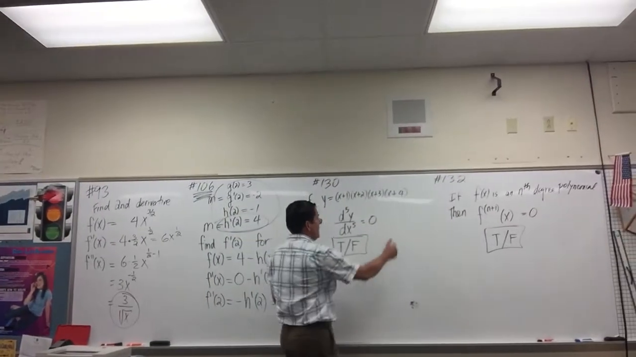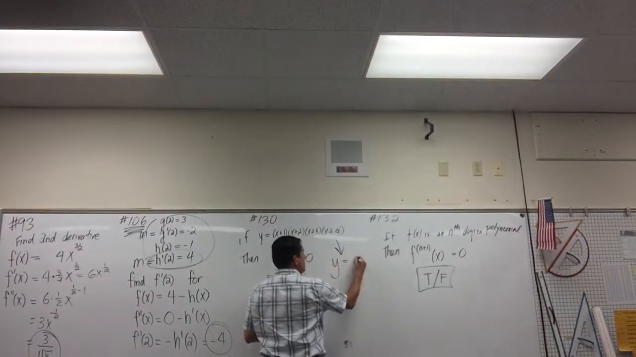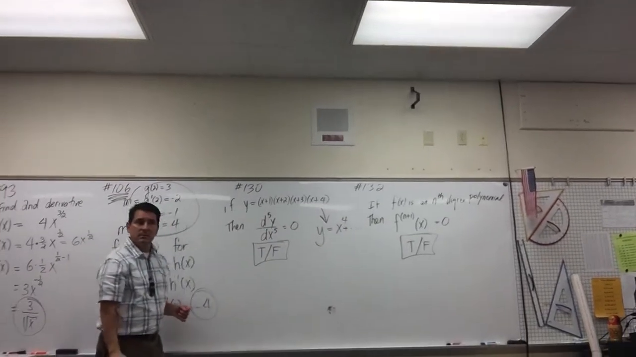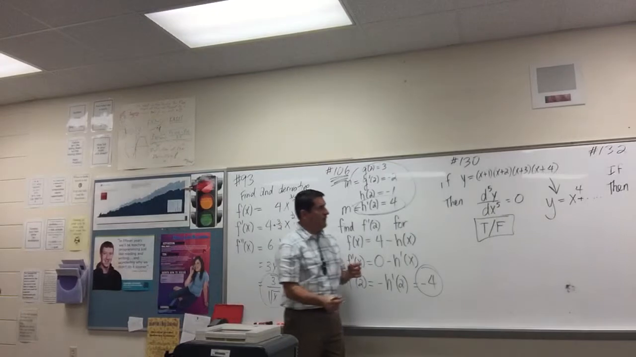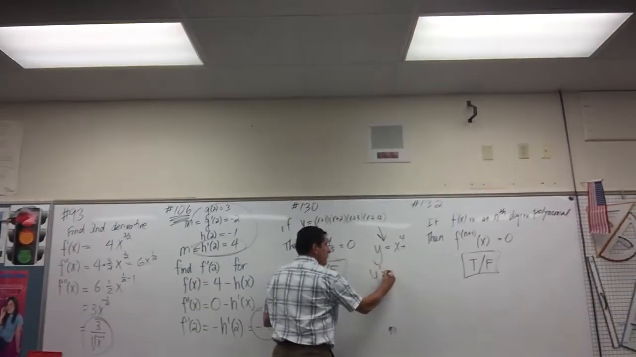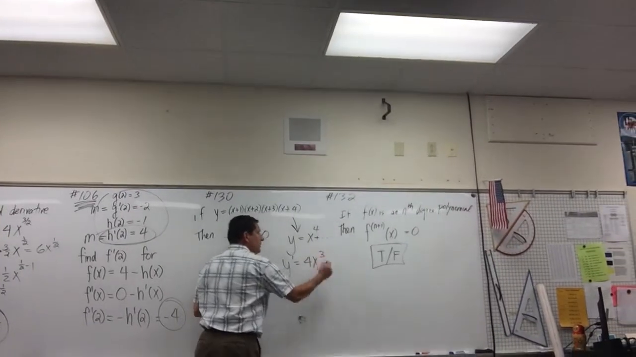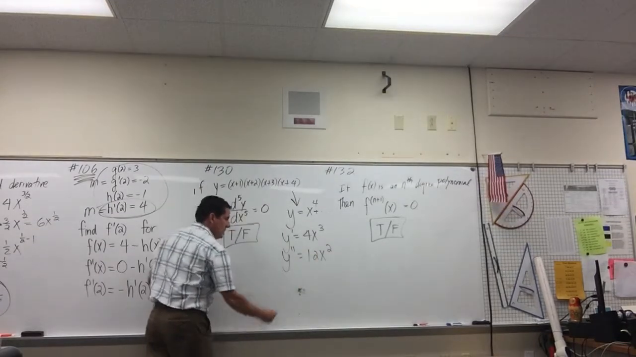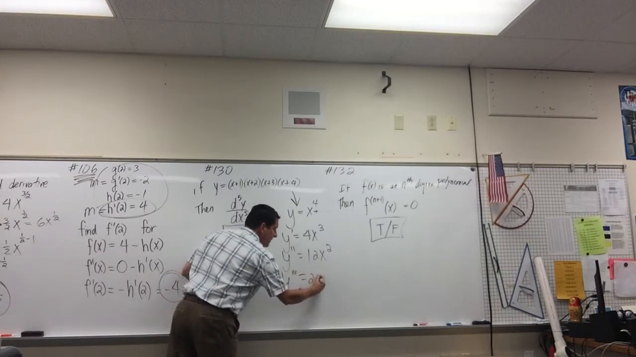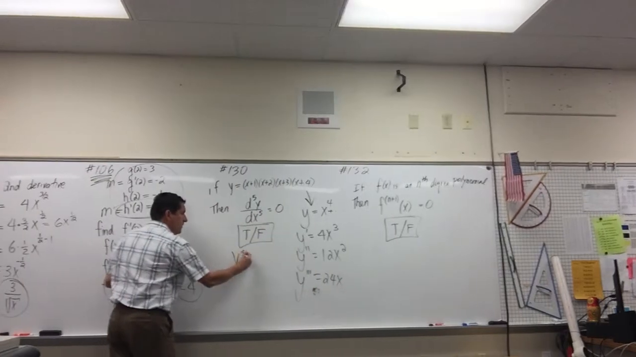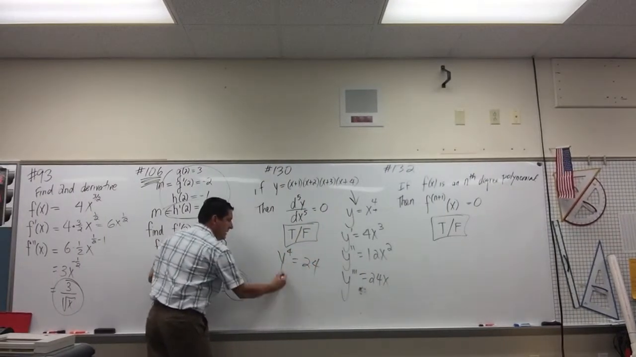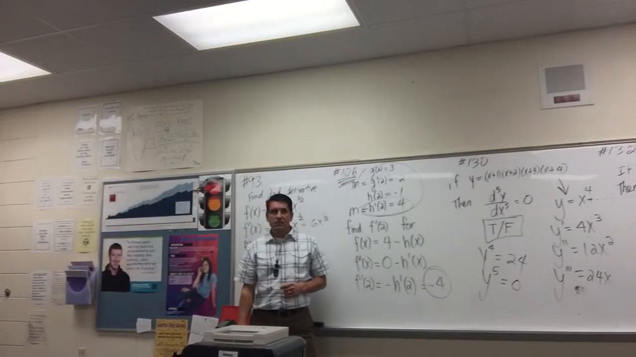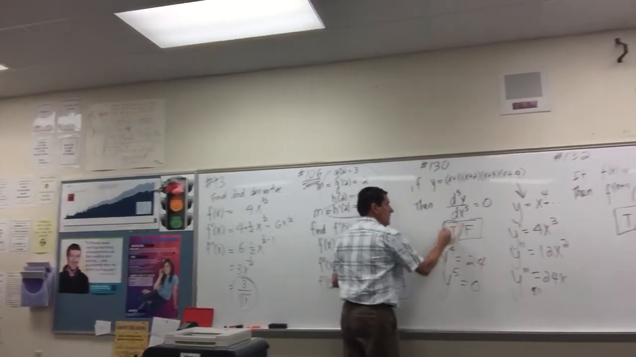And what you should observe is that for this function right here, y equals x to the fourth plus blah, blah, blah. So if we follow the pattern here, the first derivative is equal to 4x to the third. The second derivative is equal to 12x squared. The third derivative is equal to 24x. The fourth derivative is equal to 24, and therefore the fifth derivative is 0. So, true.